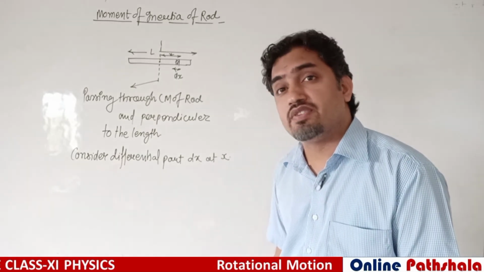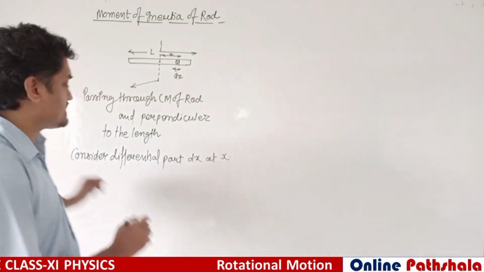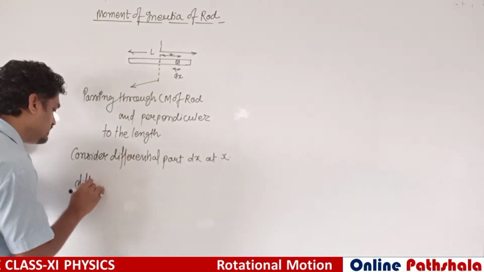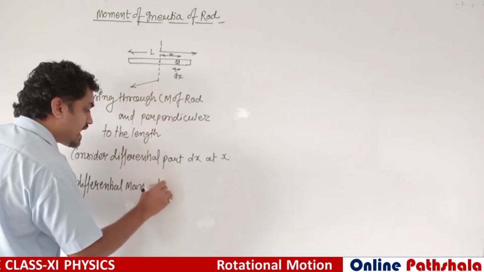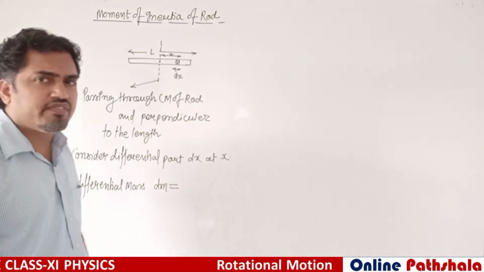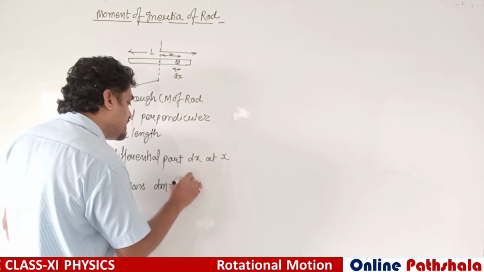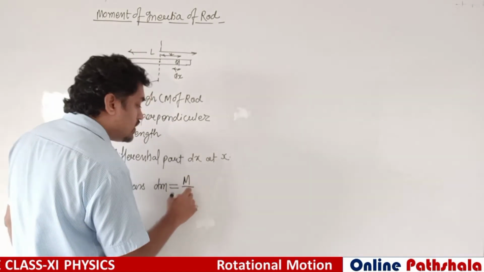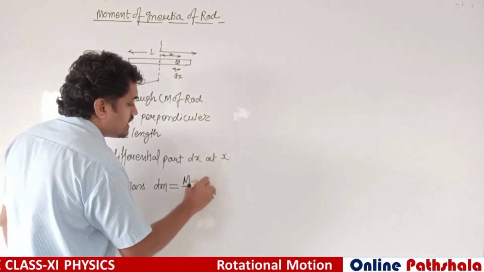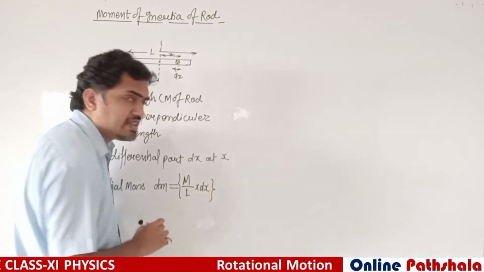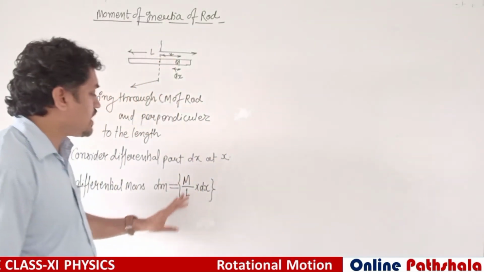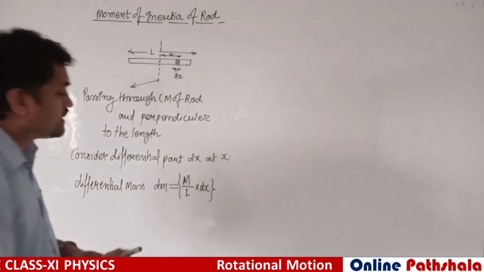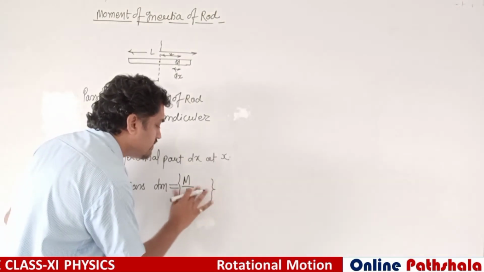So we have to find the differential mass. How can we find the differential mass? By finding the mass per unit length: capital M by total length L, total mass divided by total length, into the differential length. It is the differential mass, very easily, because mass is uniformly distributed over the length. So m by L into dx is the differential mass.